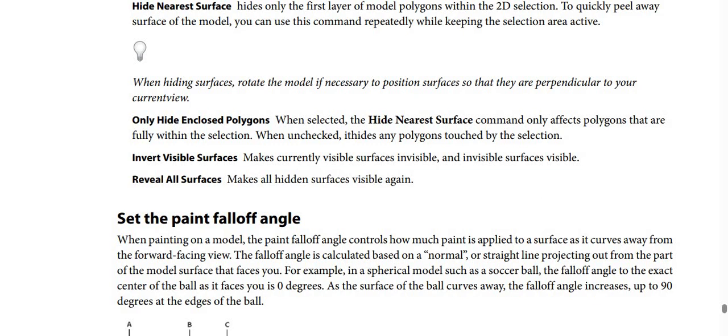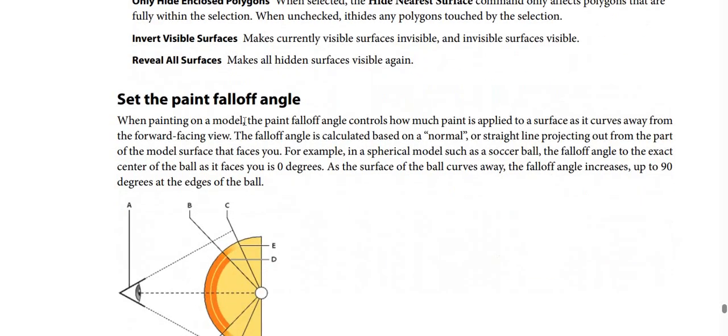And the next option, invert visible surfaces. What about invert visible surfaces? It means that it makes currently visible surfaces invisible and invisible surfaces visible. So the next option, reveal all surfaces. It means that it makes all hidden surfaces visible again.